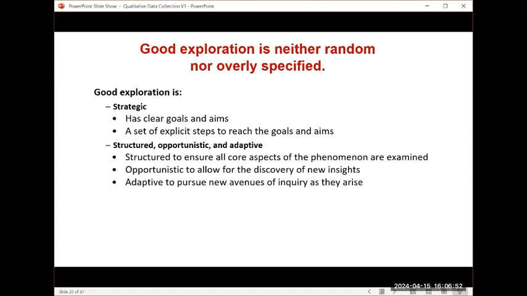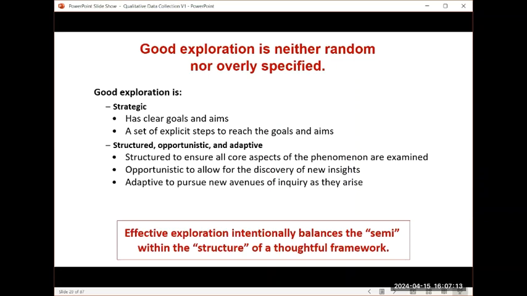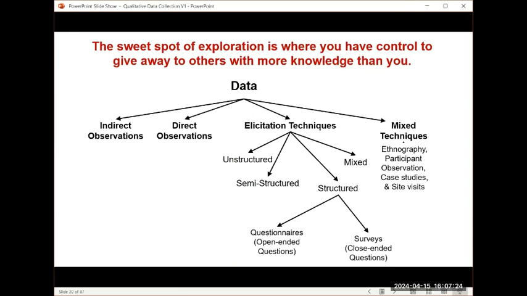You're laying out the phenomena in a structure and you're asking about it, but you're giving the person you're interviewing the opportunity to let you discover new things within that space. All right. And you're super adaptive if you follow the clues. Right. So exploration is systematic. And in some ways, what you're really trying to balance is the semi with the structure in a sort of thoughtful way. So let's go back to our grid here of thinking about different aspects of data collection.